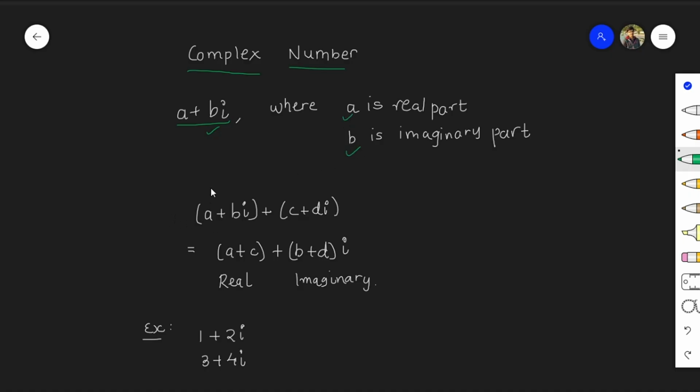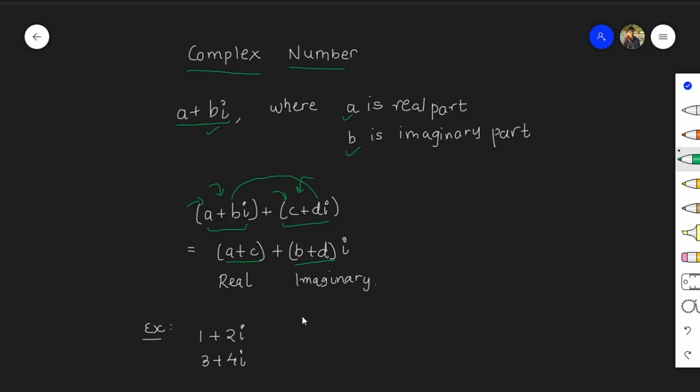Okay. So here we are given two complex numbers, a plus bi and another is c plus di. And what we need to do is add both of these complex numbers. So how will we add this? We'll take the real part from the first number and the real part from the second number and add both of them. And then we're adding the imaginary part from both numbers separately. For example, here we are adding b plus d.